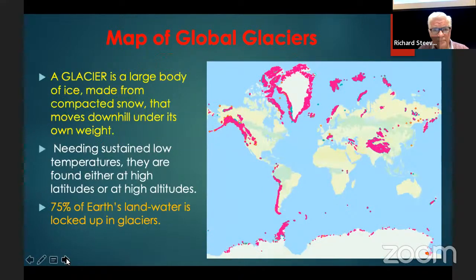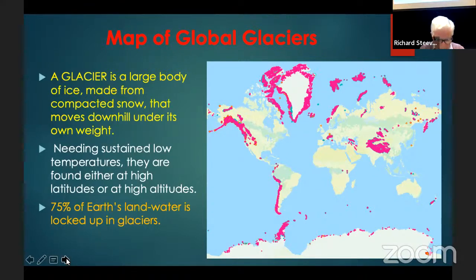Our first slide is pretty basic. It defines a glacier. I was showing this to my daughter over the weekend, and she asked me a perfectly logical question: why is Greenland not all red if the red is supposed to signify glaciers?